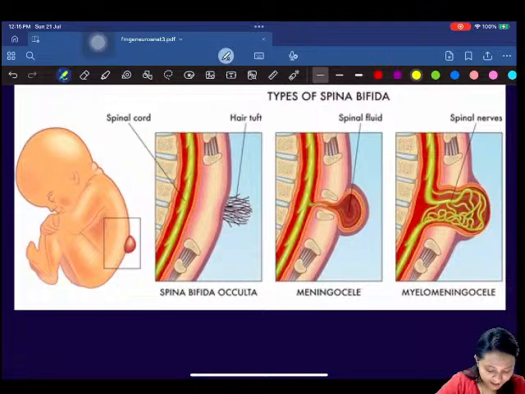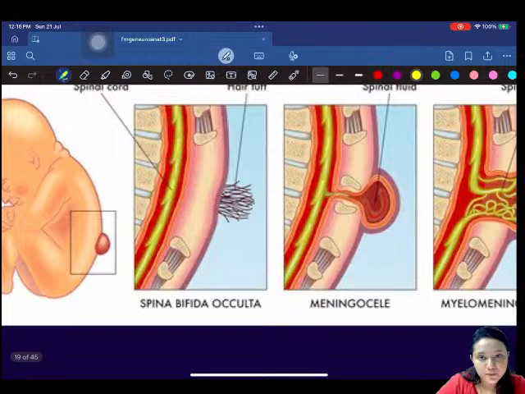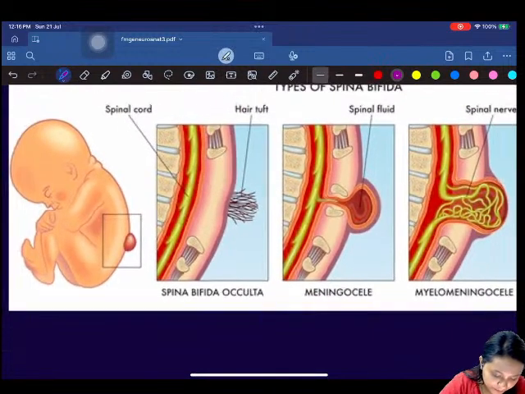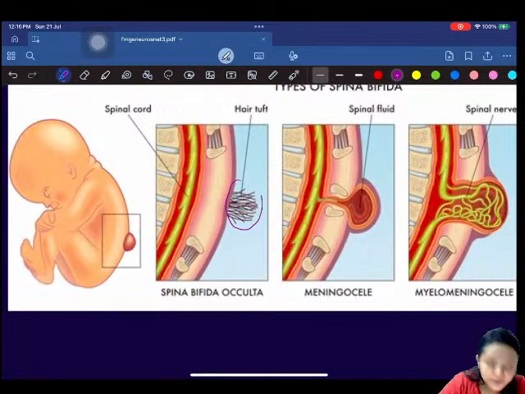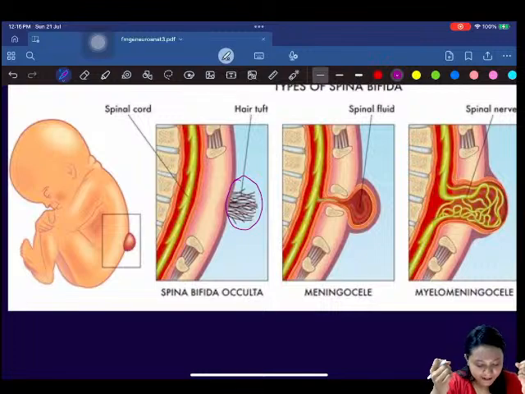Okay, now in the spina bifida occulta, already there will be the problem of the vertebral bones. You will just see a minor bulge and a tuft of hair which will be grown in that area. Only the bone will not close properly, the vertebral column bones will not close properly, and you will have a tuft of hair in that region, that is the spina bifida occulta.